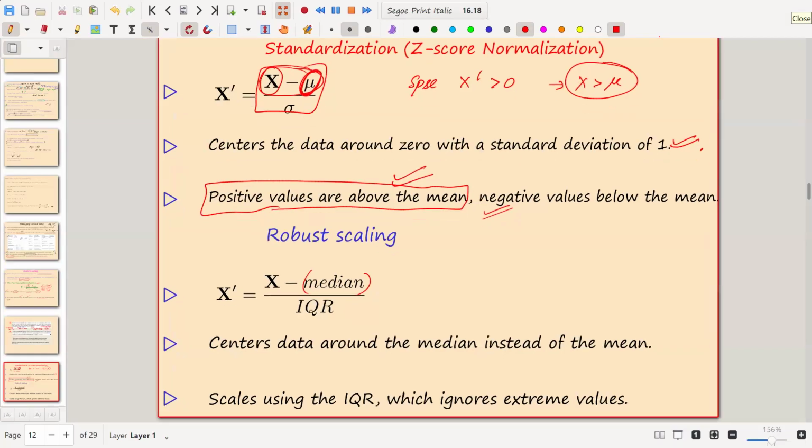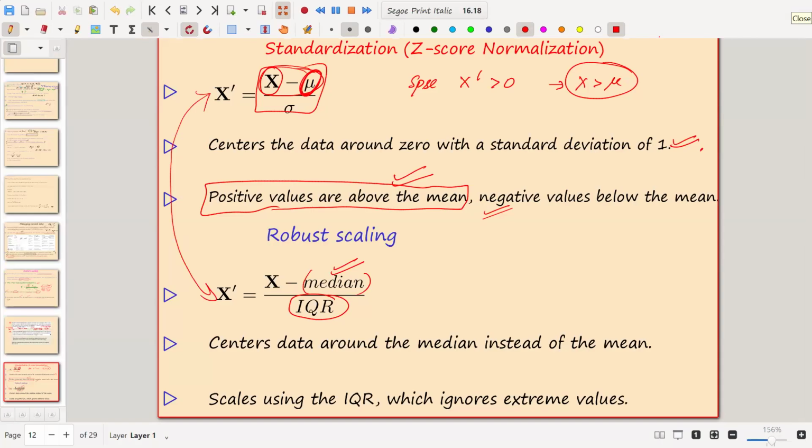So you can see you are subtracting by the median but not the mean, and you're standardizing it by the interquartile range and not the sigma. Therefore it is known as a robust scaling technique. But you can see the similarity between these two, just the quantity you subtract with.